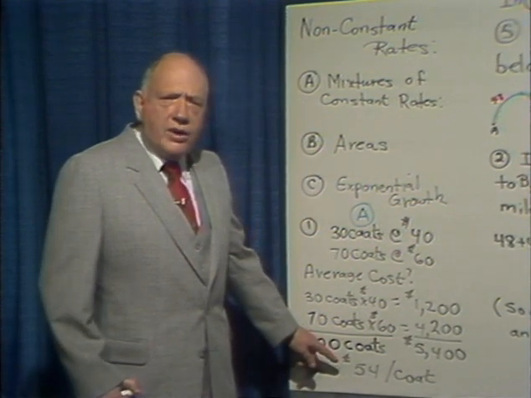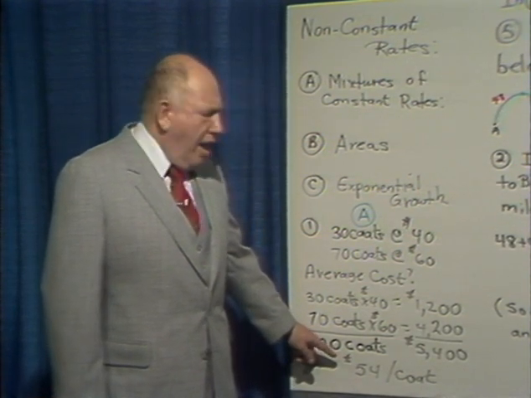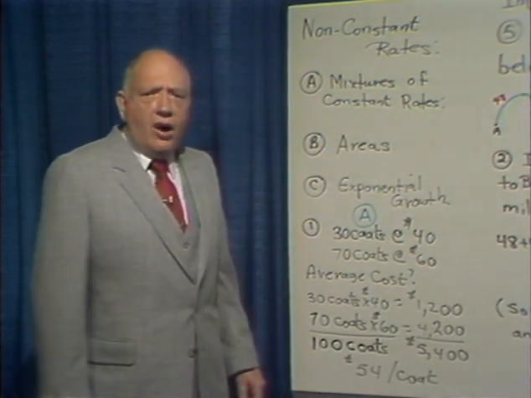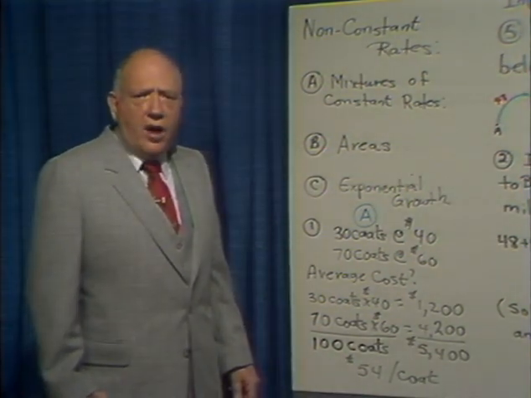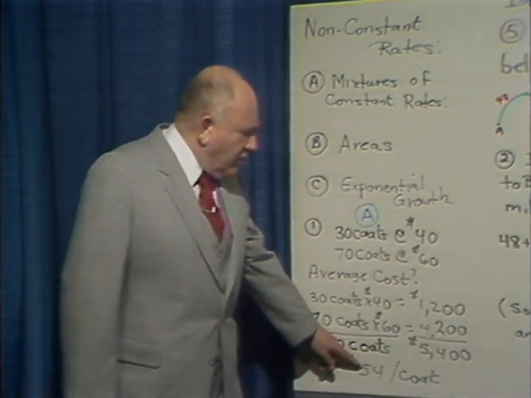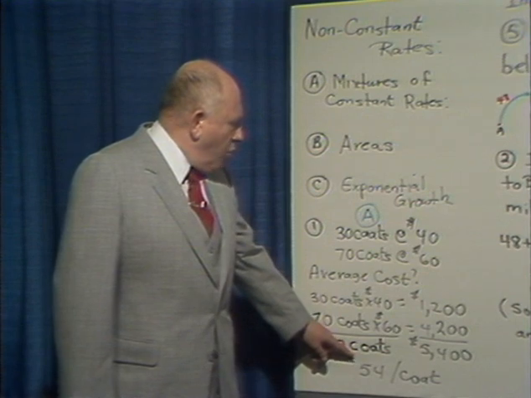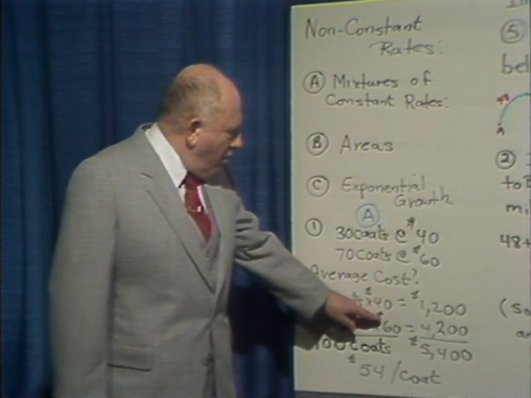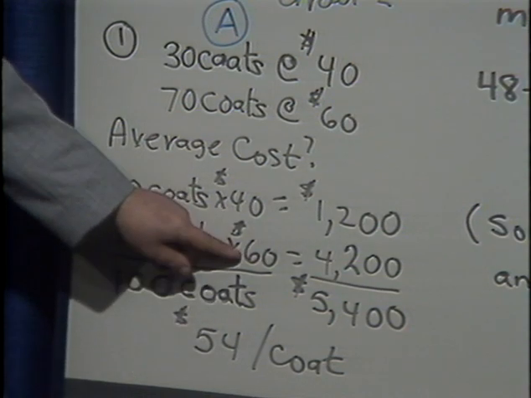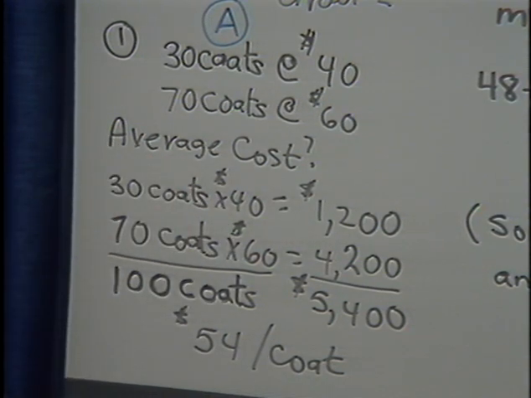And by that, we call that the average cost per coat. What it means is if you went out and bought all 100 coats at the constant rate of $54 each, you would have spent $5,400. Notice the danger of an average price over here. One price of coat was $40, one price was $60, the average price was $54, which isn't either of the two prices that you paid.